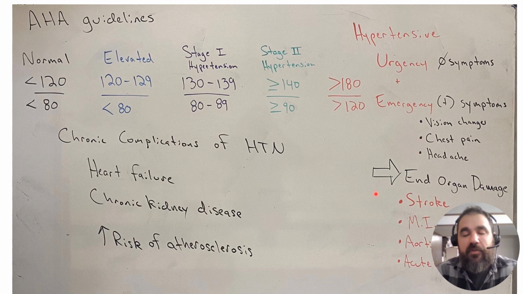So what can happen, the actual events here: high pressures in your head can cause a stroke. High pressures in the heart can cause a myocardial infarction. And high pressures in the aorta can cause an aortic dissection. So it's scary. And it can even cause acute kidney failure, potentially. So someone has a headache, chest pain, vision changes, they need that treated ASAP.